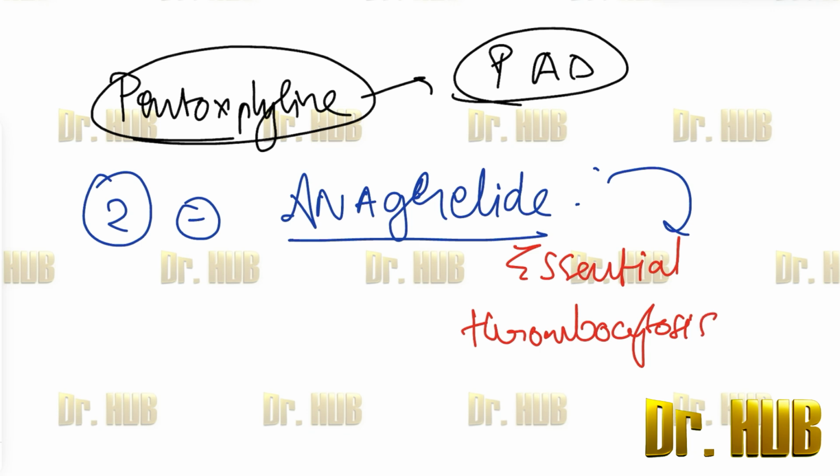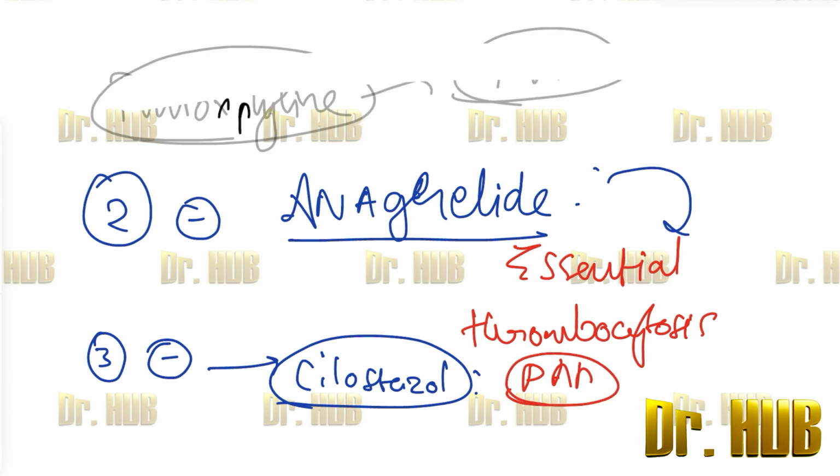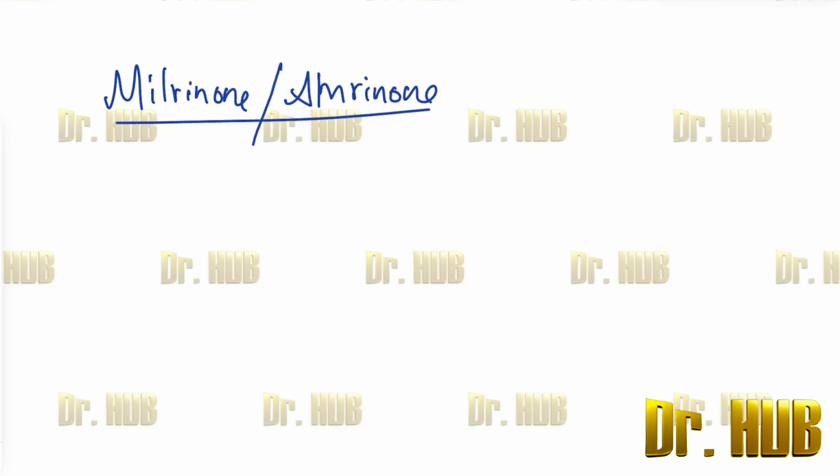Next, there are the PDE3 inhibitors. PDE3 inhibitors include cilostazol, which is used in PAD, that is, peripheral artery disease. Then come other drugs such as milrinone as well as amrinone. Milrinone and amrinone are mainly used in cardiac failure.